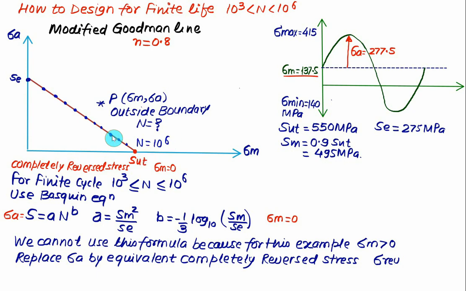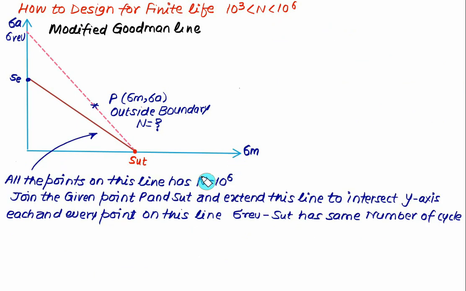Now the same concept we'll use here to find the life when the mean stress is not equal to 0, which in this case is 137.5. I will give the procedure to find the value of sigma a, that is the completely reversed stress, using the Goodman line. One idea is sure about the Goodman line: all the points on this line have a life equal to 10 to the power 6.